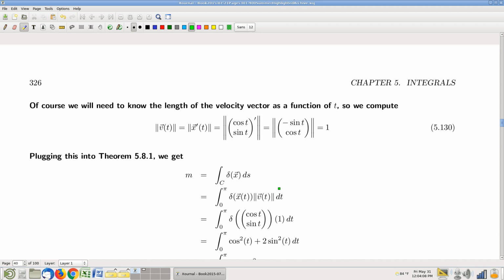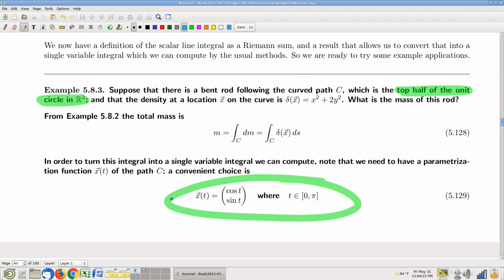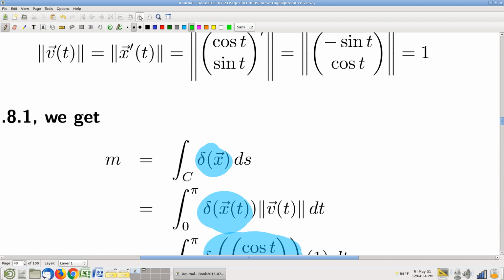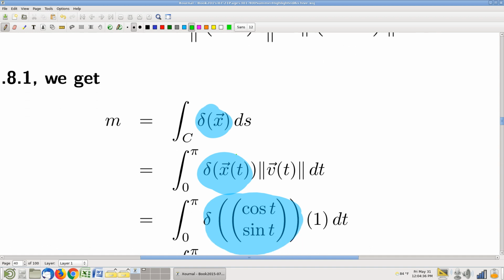And everything else is just a matter of details at this point. So density is a function of position. Position is now a function of time. So density as a function of time is that. Reminder, what was position as a function of time? That was the parameterization itself. Position was cosine t comma sine t. Right, so notice, you can see right here, I'm just plugging in position is cosine t comma sine t.